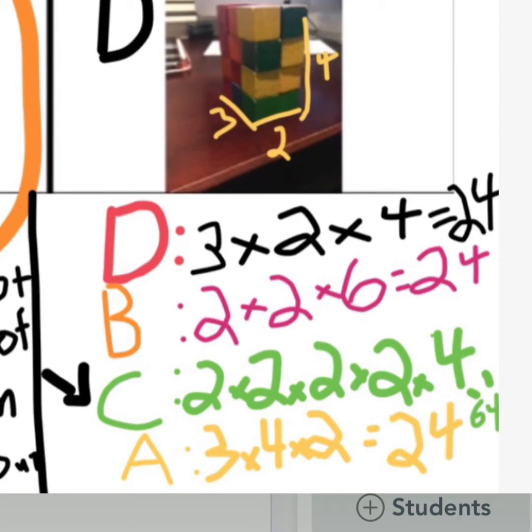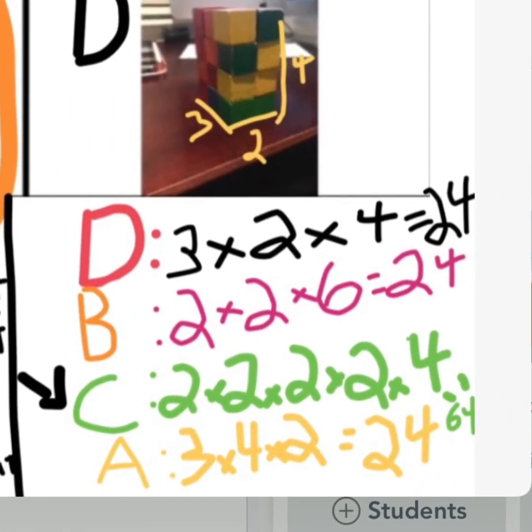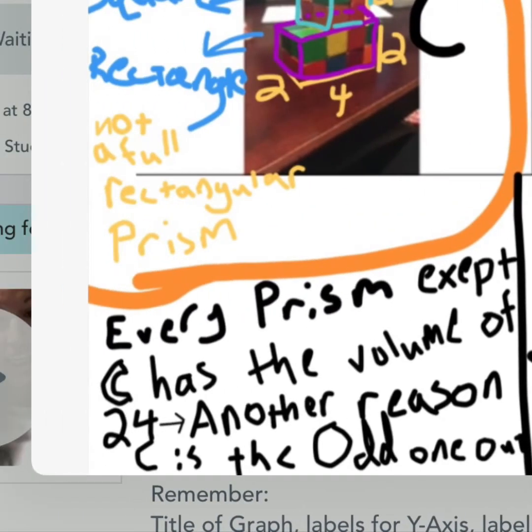So it takes up space. This three-dimensional figure takes up space of 24 cubes. B, also 24 cubes. C, 64 cubes. A, 24 cubes. Very interesting. I really like to see those patterns right next to each other, okay? Let's see if another mathematician agrees with this argument.